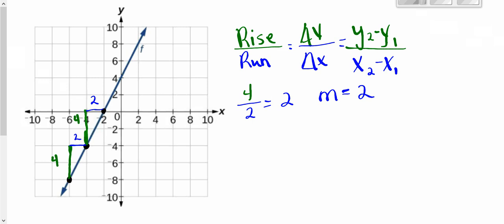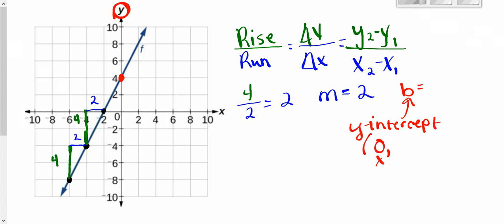Now I need to find the y-intercept of my line. The y-intercept is where my line crosses the y-axis, so we're going to find that point. We use the letter b for the y-intercept, and it is where x is 0. In this case, my y value where x is 0 is 4. So my y-intercept can be found at (0, 4). So my b value is just 4.